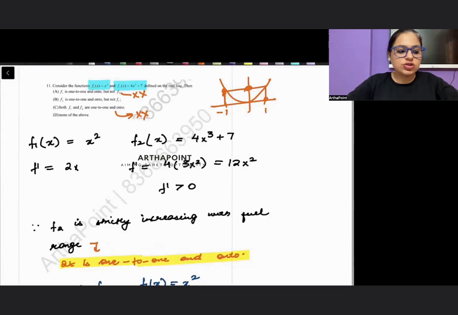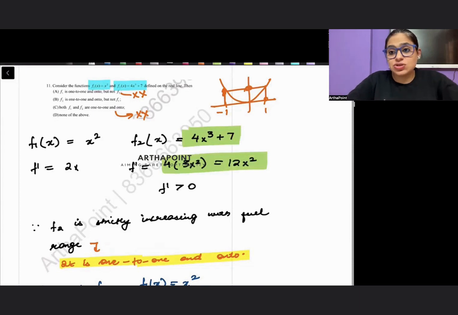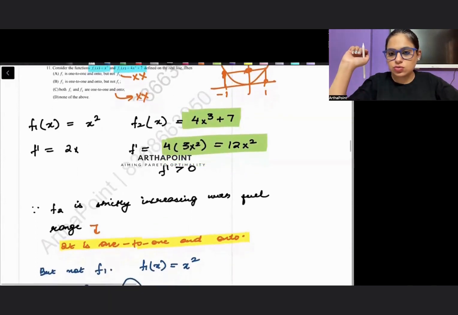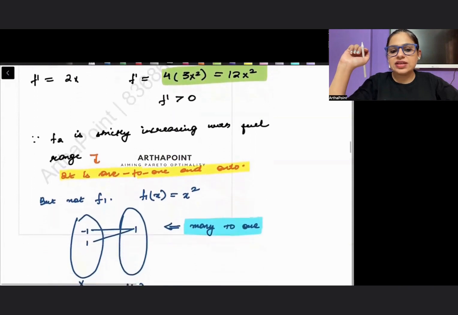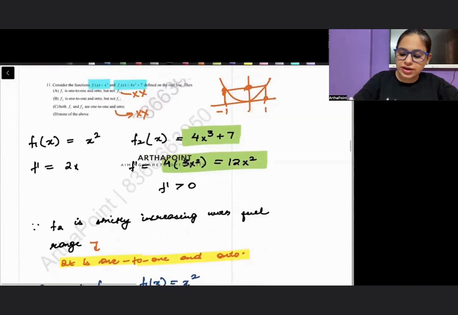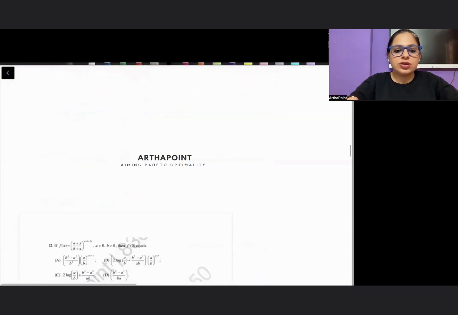If I look into the second function, and find f dash x, I am going to get 12x square, which is strictly positive. You put any value of x, you will get f dash x as strictly positive. So this is a strictly increasing function, and each value of x corresponds to one value of y. So it becomes a one-to-one and onto function, and the right answer would be C. Come to the next question.